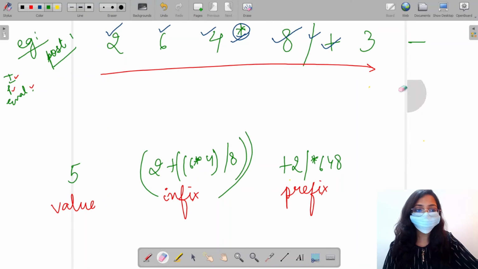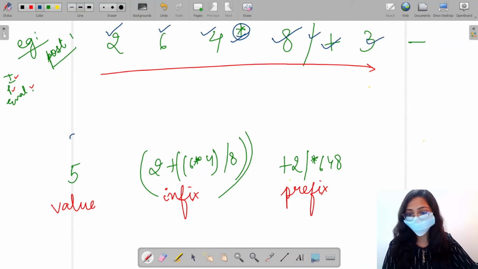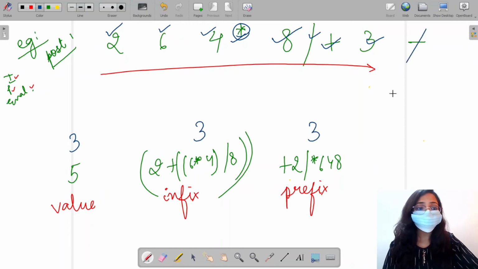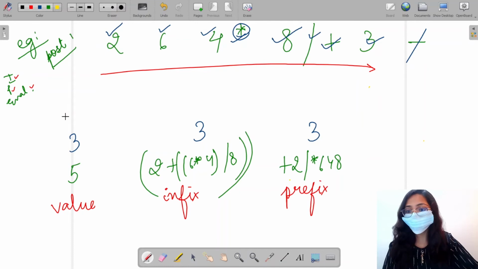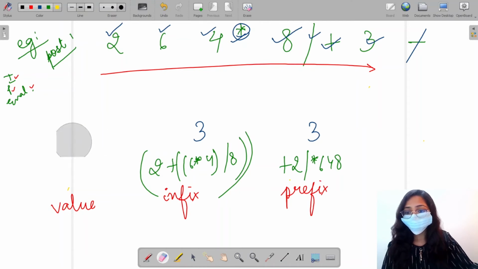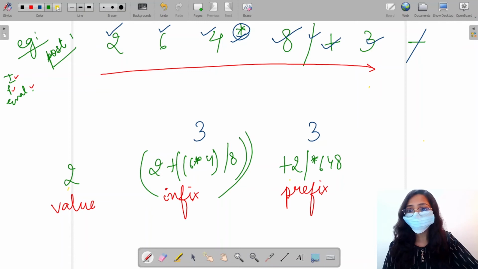Now, next thing we come across is 3, which is an operand. So we are going to push 3 onto the stack. Now we have minus. Again, we have an operator. So value 1 and value 2. 5 minus 3 becomes 2. So we have 2 over here.